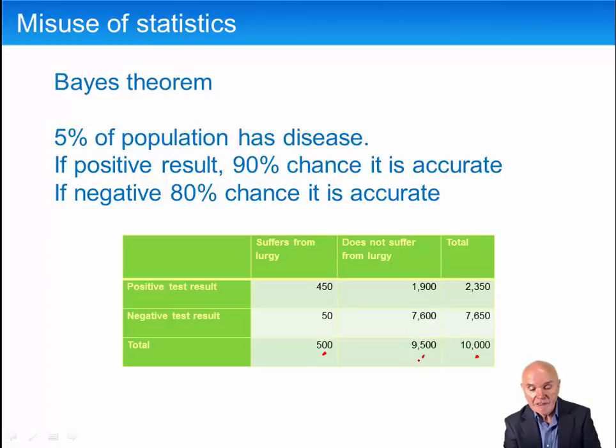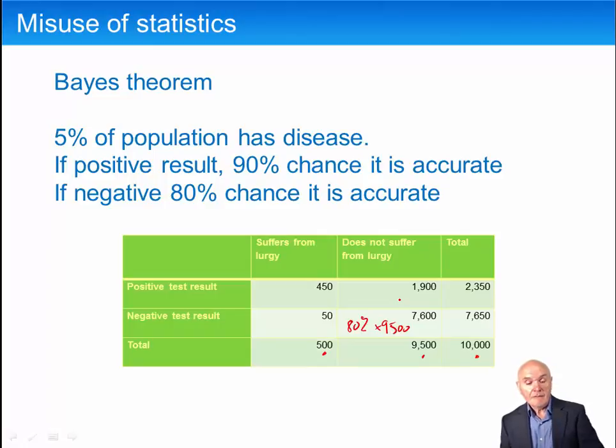Similarly, if you really don't have the disease, a perfect diagnostic test would report that none of this 9,500 has the disease. It's actually only going to report 80%. So if you take 9,500 times 0.8, you've got 7,600. So this 7,600 is your 80% times your 9,500. If it was perfect, all 9,500 would come up with a negative test result, and you'd have zero in the other one. But the test is not perfect. It only reports properly in 80%. It misreports, shall we say, the other people.